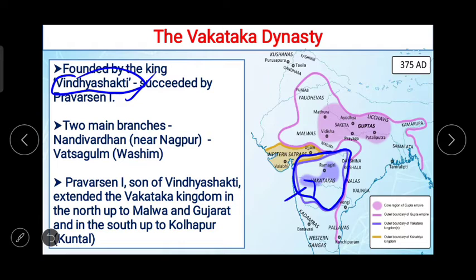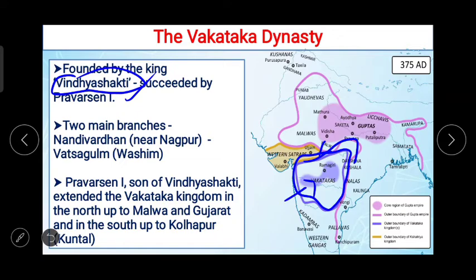The capital of the first was at Nandivardhan near Nagpur, and the capital of the other branch was at Vatsagul, which is today's Washim. So these are the two places, one is Nandivardhan near Nagpur and the other is Vatsagul, which is today's Washim. Pravarsen first, son of the Vindhya Shakti, extended the Vakataka kingdom in the north up to Malwa and Gujarat, and in the south up to Kolhapur. Here you can check the boundaries. At that time, Kolhapur was known as Kuntal.